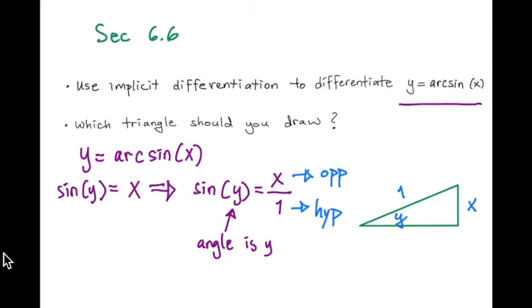And this wasn't part of the question, but if you want to actually do the implicit differentiation, you'll also need to compute this third side, which is the square root of 1 minus x squared.